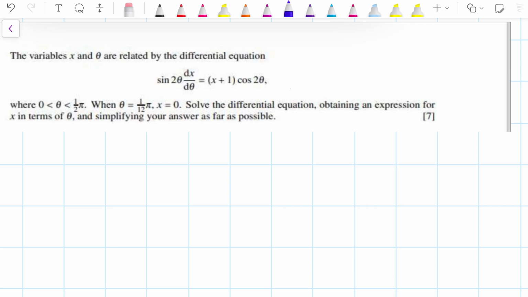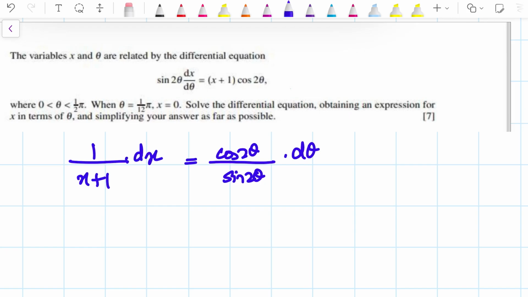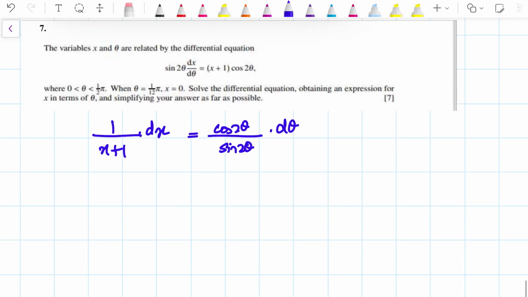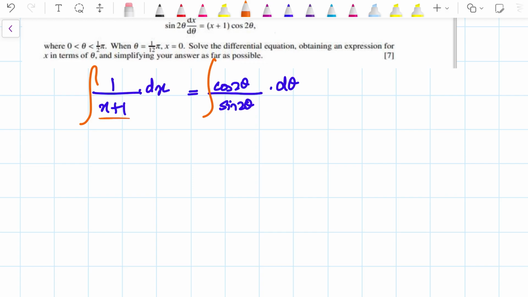Now, separating variables means cos 2 theta upon sin 2 theta, where d theta is in the numerator. That's how we decide we need to move the variables. d theta, 1 upon x plus 1 dx. Now, separating variables is done. Let's integrate both sides. What is the integral of 1 upon x plus 1? Function in the denominator, differential in the numerator becomes ln of x plus 1.